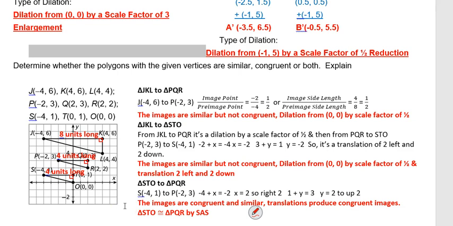Other thing that we could say here is because the base is 4 and the height is 1 for both of these, and that they are both right angles, that we could say that STO is congruent to PQR by side angle side.